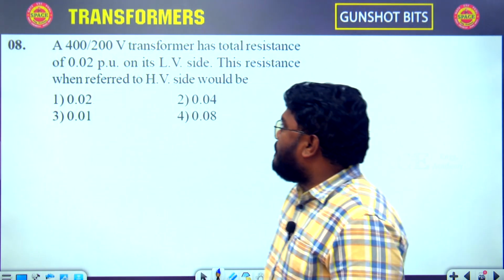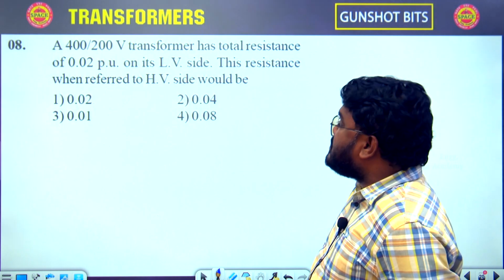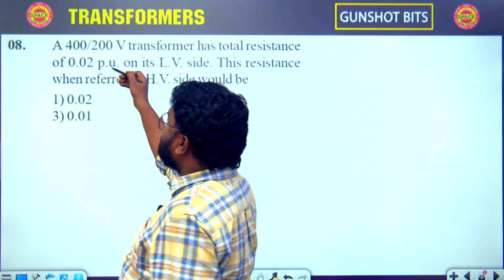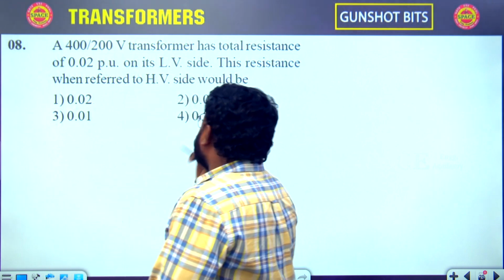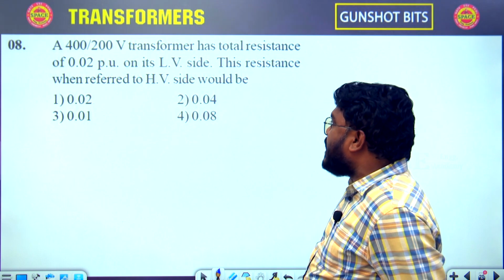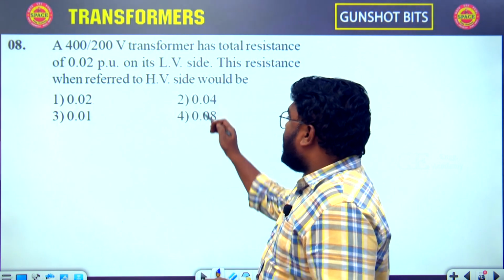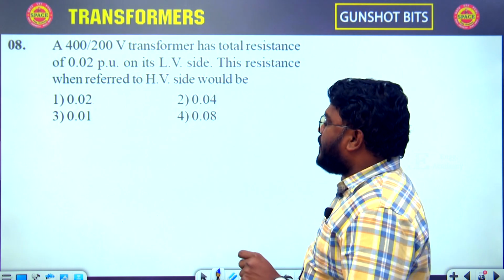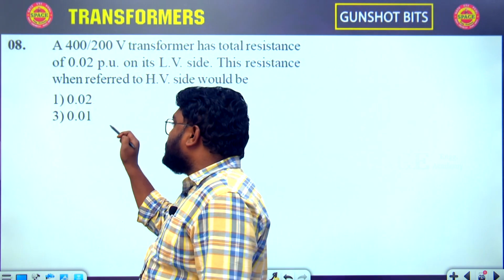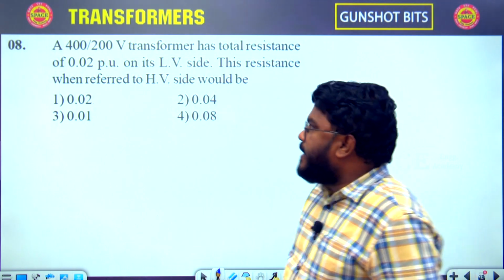And next, let us solve question number 8. A 400 upon 200 volts transformer has a total resistance of 0.02 per unit on the LV side. The total resistance when referred to the HV side would be: option 1, 0.02 per unit; option 2, 0.04 per unit; option 3, 0.01 per unit; and option 4, 0.08 per unit.